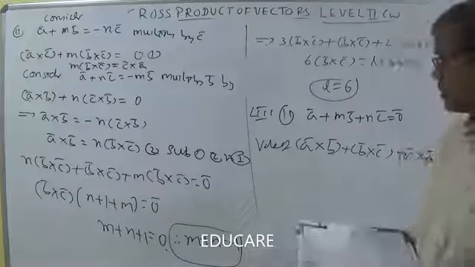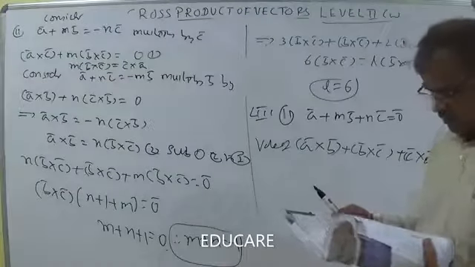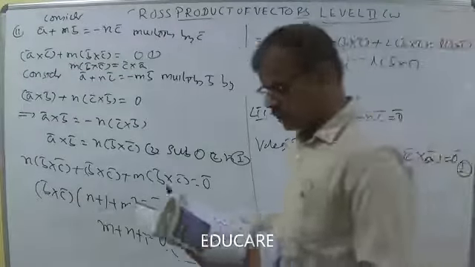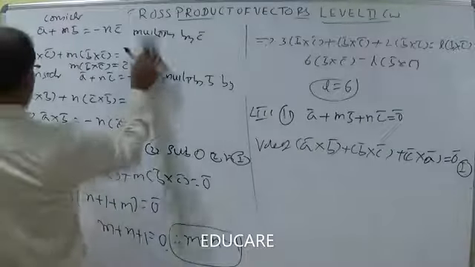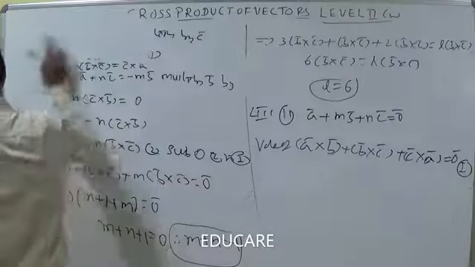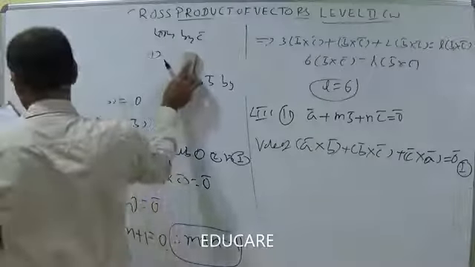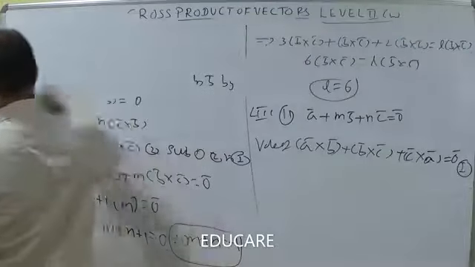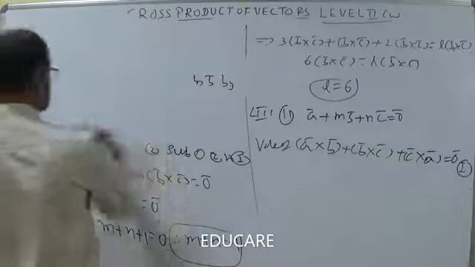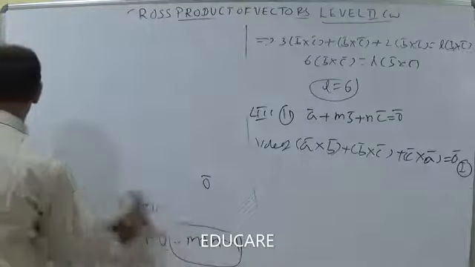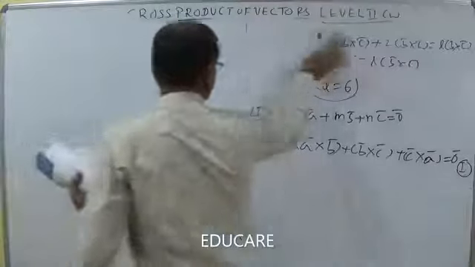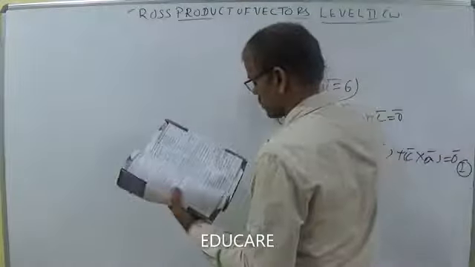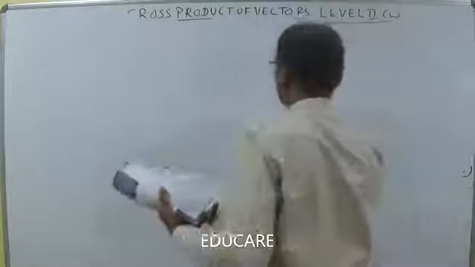Next, let us go to level 2. In level 2, now 12 is completed. Let us discuss the 13th question in level 2. Next, the 13th question is given. Let A bar, B bar, C bar be three vectors satisfying A cross B is equal to 2A cross C. So many conditions are given, but without these conditions also we can do this sum. 13th one.